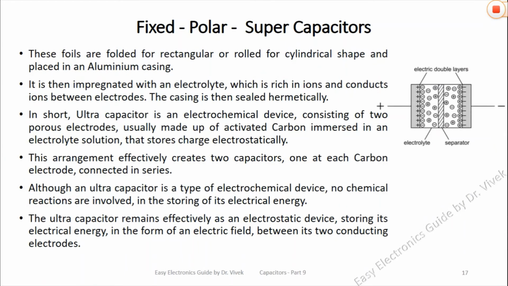Supercapacitor is an electrochemical device consisting of two porous electrodes, usually made up of activated carbon immersed in an electrolytic solution that stores charges electrostatically. In supercapacitor, no chemical reactions are involved in the storing of its electrical energy.